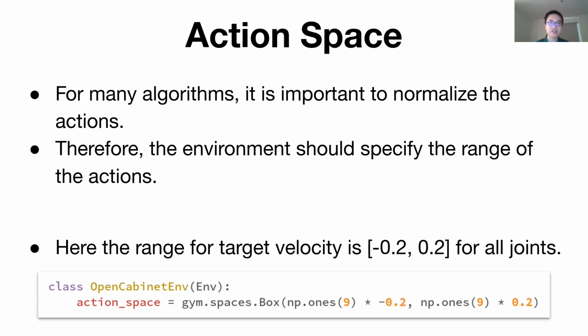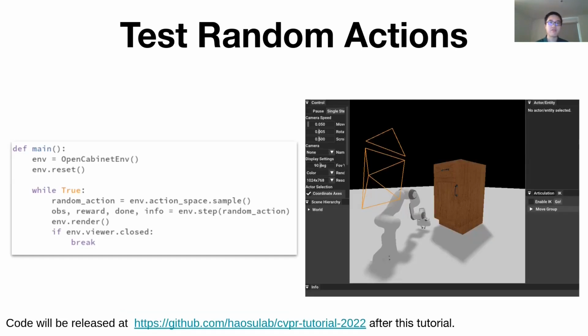Finally, for many algorithms, it is important to normalize the action. Therefore, the environment should specify the range of actions. Here, we use -0.2 to 0.2 for all robot joints. Now the environment is complete. We can test it by executing random actions and observe the results. The full code will be released after this tutorial.